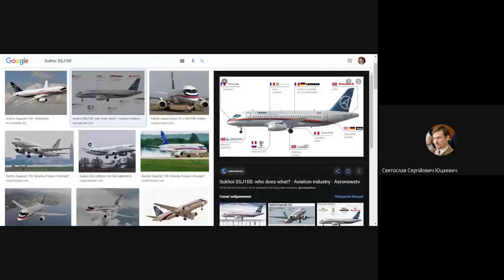Okay, so maybe some questions about our lesson. All of us will have the Sukhoi Superjet. Yes, the same configuration. Yes.